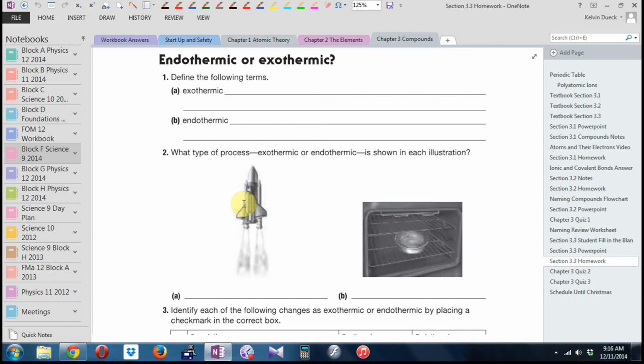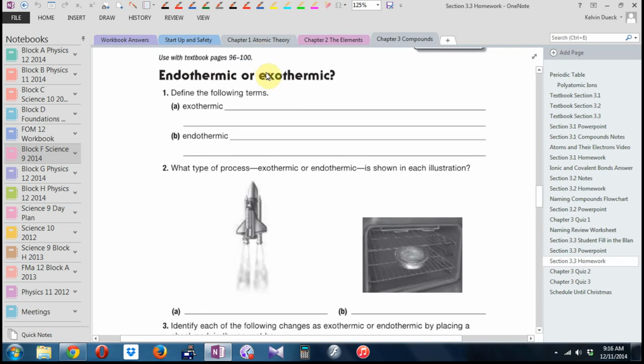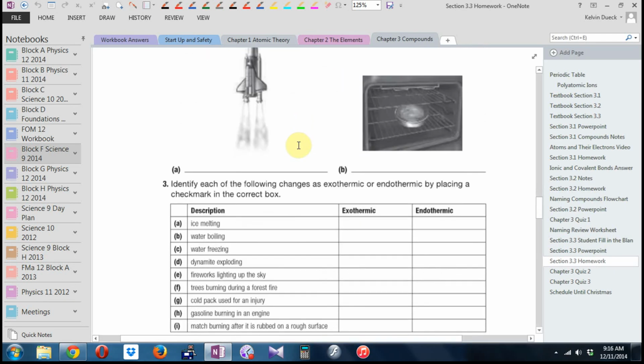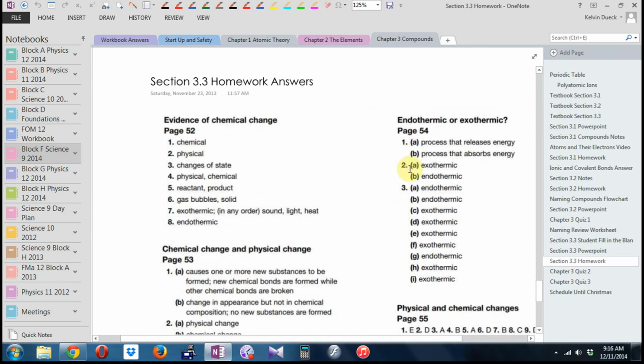Which one has heat exiting? Which one is giving off heat? Endothermic or exothermic? Which one has heat exiting, which is giving off heat? Exothermic. If you come up with your own way to remember it, that's what I came up with years ago. Okay? You can fill in the blanks. That, and I did attach the answers. That's due the day of the test.